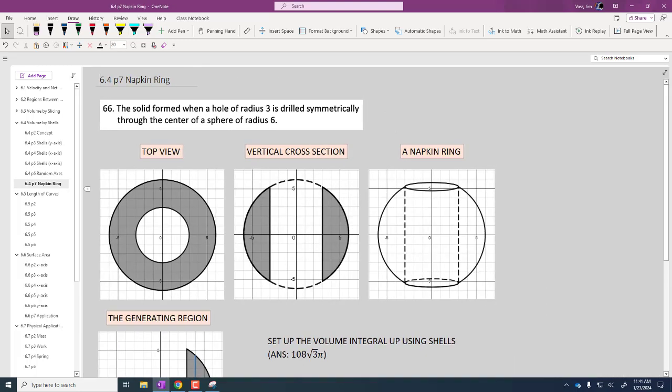All right, so let's take a look at our last slide. Probably won't make it through the whole thing, but we're going to find the volume of a napkin ring. So napkin ring is a sphere with part of it drilled out. So we're going to take a circle of radius 6.